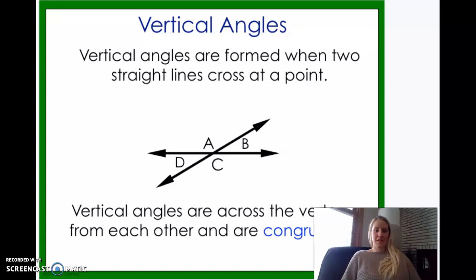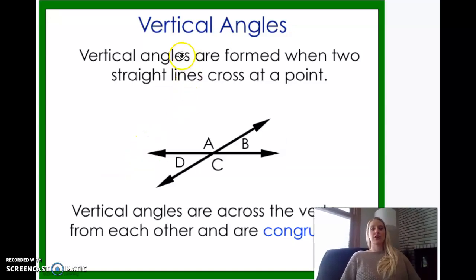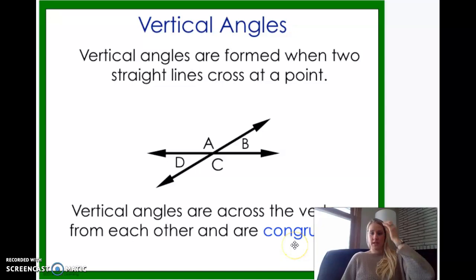All right, next up we have vertical angles. So vertical angles are formed when two straight lines cross at a point. Vertical angles are across the vertex from each other and are congruent. So there's a lot of vocabulary in this definition. So first of all, let's start with our two straight lines. So when two straight lines intersect or cross at a point is when you have a vertical angle. Vertical angles are across the vertex. So the vertex is the point where they cross from each other.